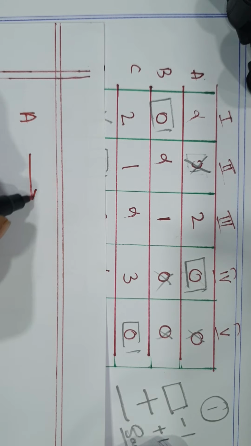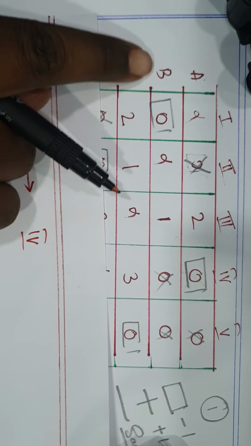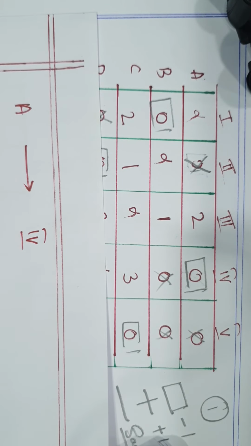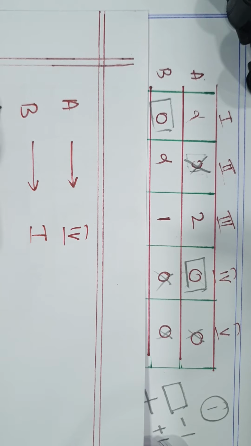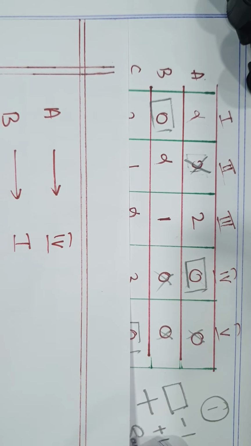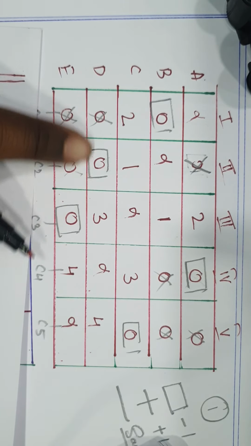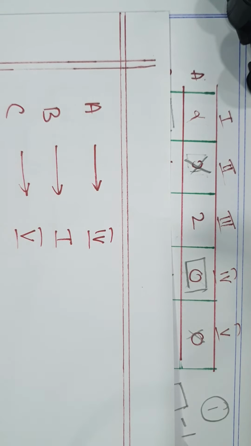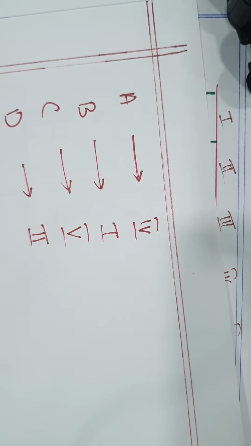A is assigned to which machine? Fourth machine. Next one, B is assigned to machine 1. And C is assigned to machine 5. And D is assigned to machine 2. And E is assigned to machine 3.